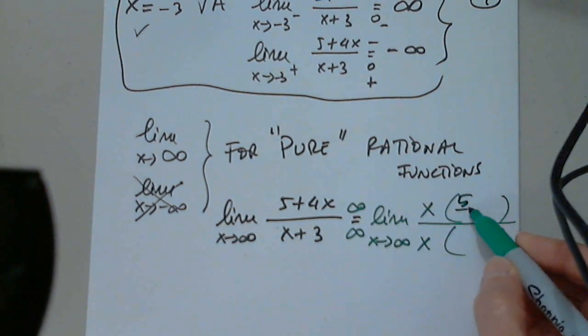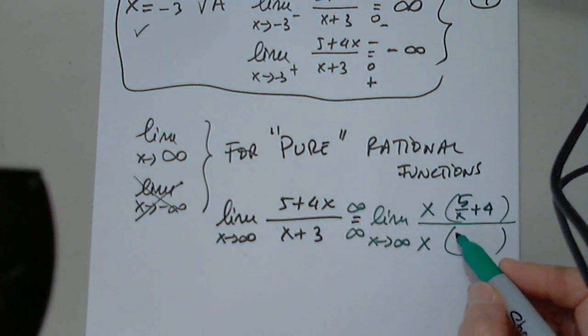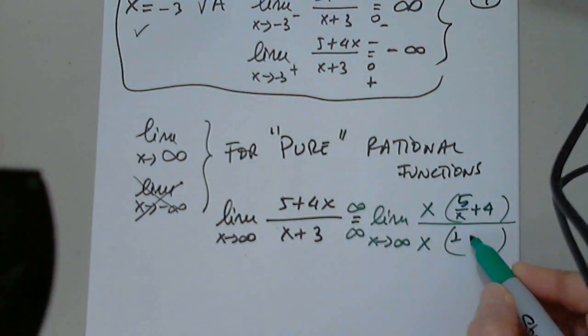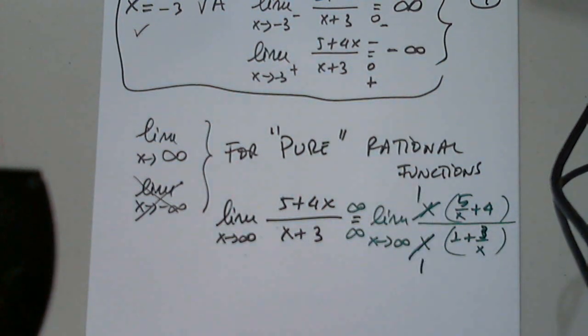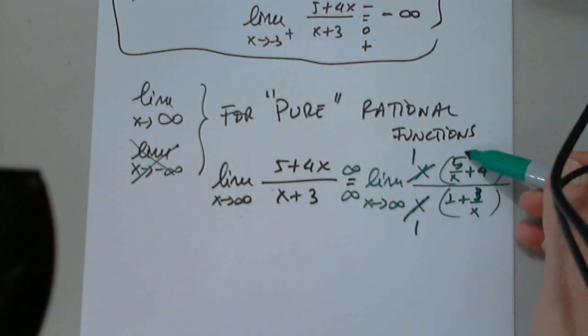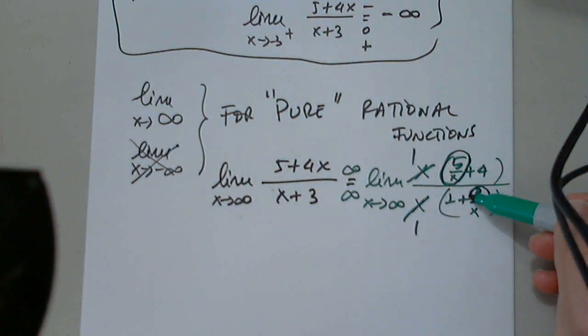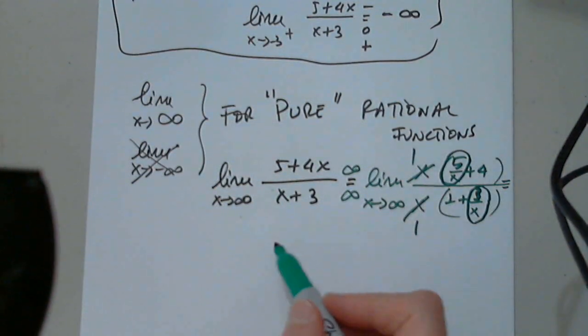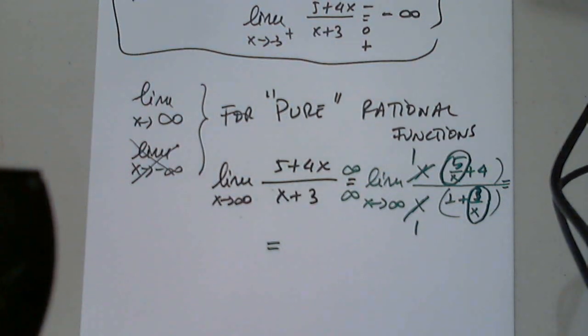5 over x plus 4. Excellent. And of course, you're going to say 1 plus 3 over x. Good. This was the whole purpose. Where is 5 over x going? Where is 3 over x going? And now I can drop the limit operator because I applied the tendency. Zero. Yes, so then the limit will be? 4.